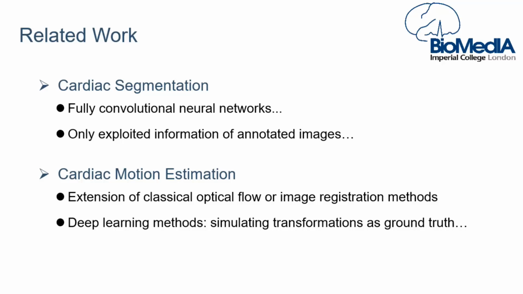On the other hand, for cardiac motion estimation, traditional methods extend the optical flow method or the image registration method to estimate the motions. Some deep learning methods have also been proposed for image registration, where they simulate transformations as ground truth and then train an optical flow net to do the regression task. In contrast, our network does these two tasks simultaneously, where no motion ground truth is required and we only need some temporally sparse annotated data.